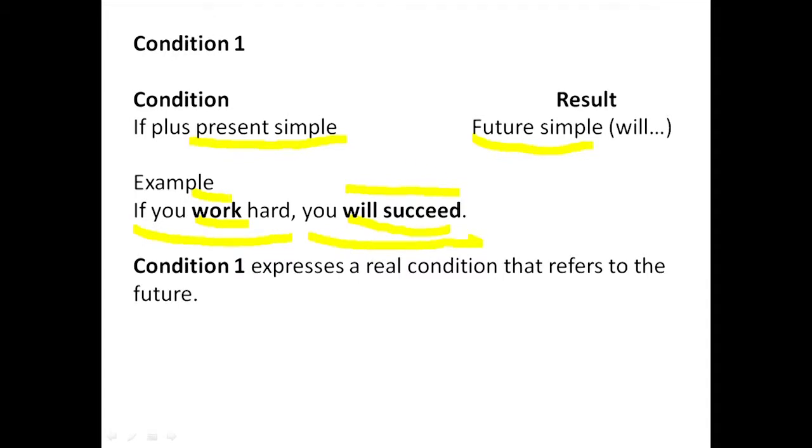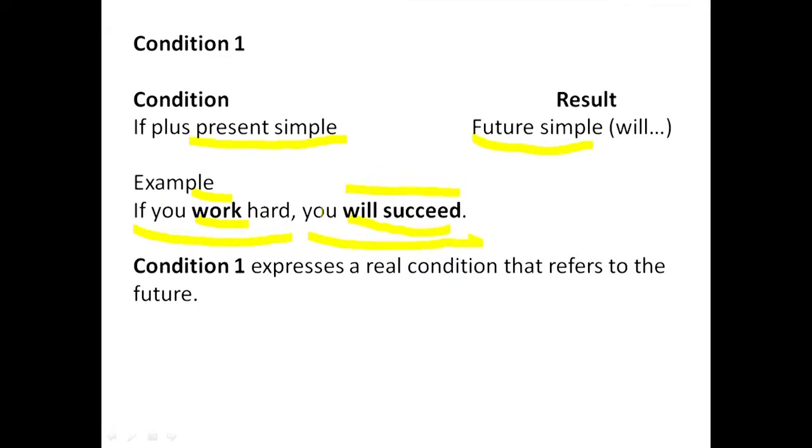So, under condition 1, for the condition, we are to have what? Present simple, meaning with the if. The if aspect of the entire sentence, we are to have what? Present simple. Okay? The verb-like structure is supposed to be present simple. Under the consequent clause, we are to have future simple. Will do, will imagine, will go, will run, like that. So, if you work hard, you will succeed.